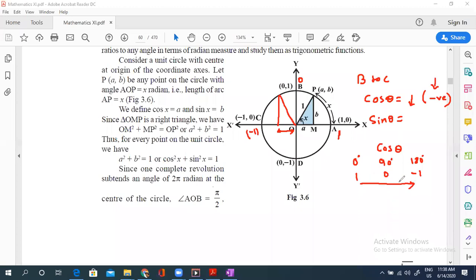Got it? Vikas, got it? Everyone got this? Yes?